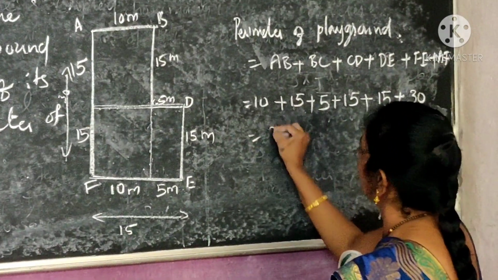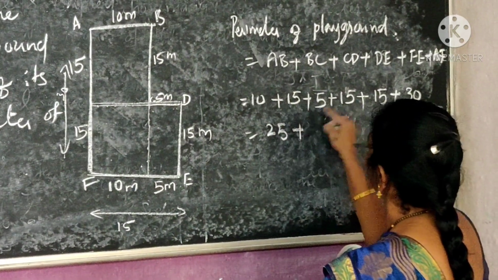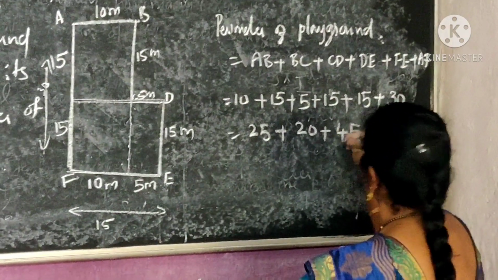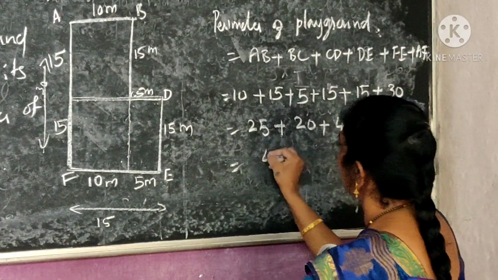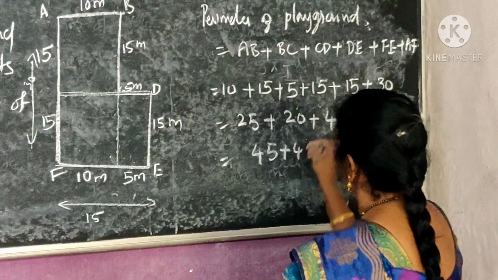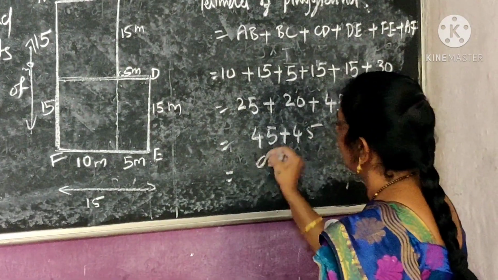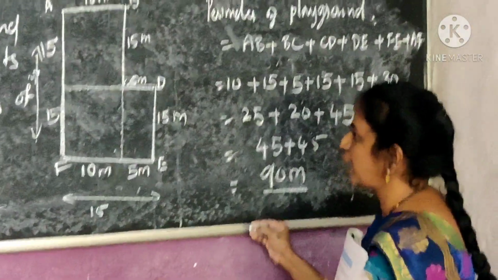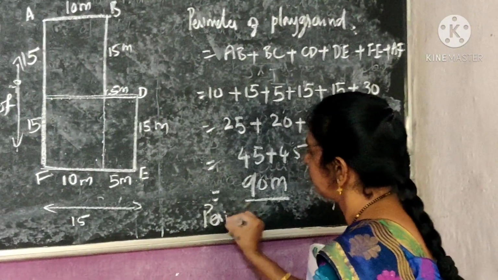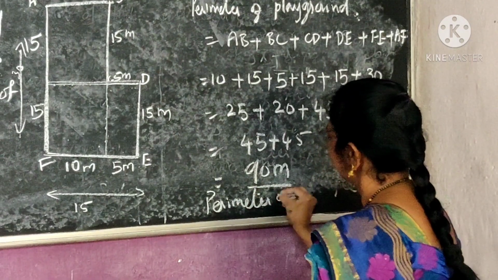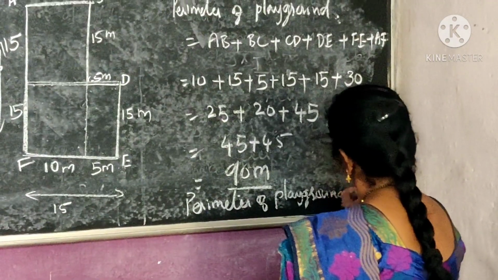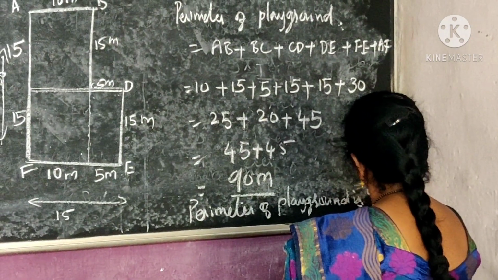10 plus 15 is how much? 25. 5 plus 15 is 20. 15 plus 30 is 45. Again 25 plus 20 is 45. 45 plus 45, you get 90 meter. Therefore, perimeter of playground is 90 meter.